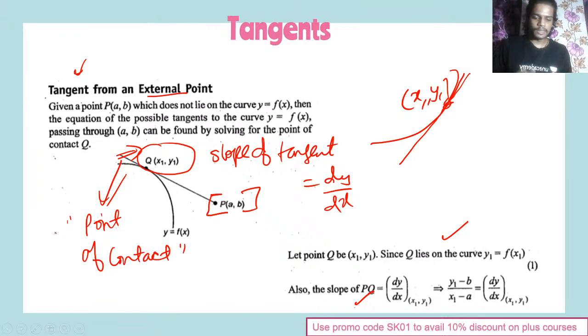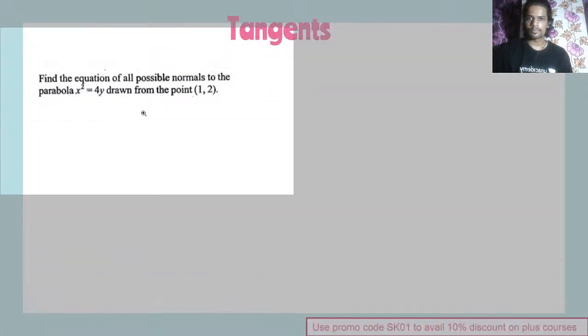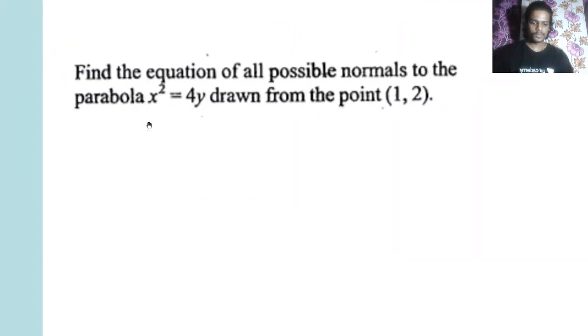Okay, let us see this using an example. So this is the question. You guys try to solve this. Everyone try to solve this. Find the equation of all possible normals to the parabola x² = 4y drawn from the point (1, 2).